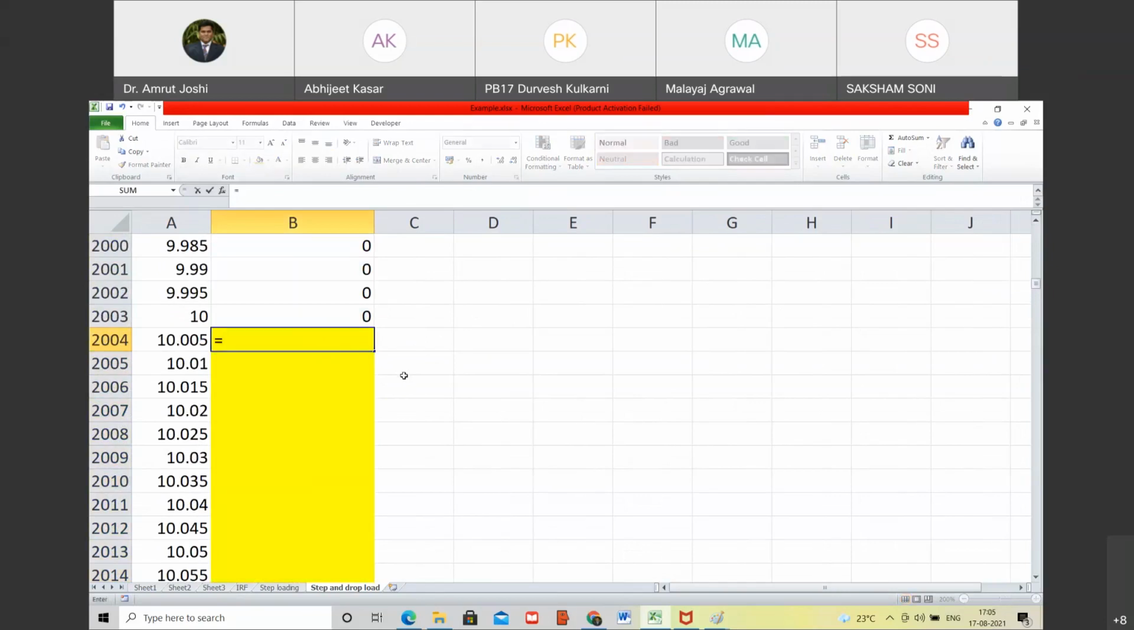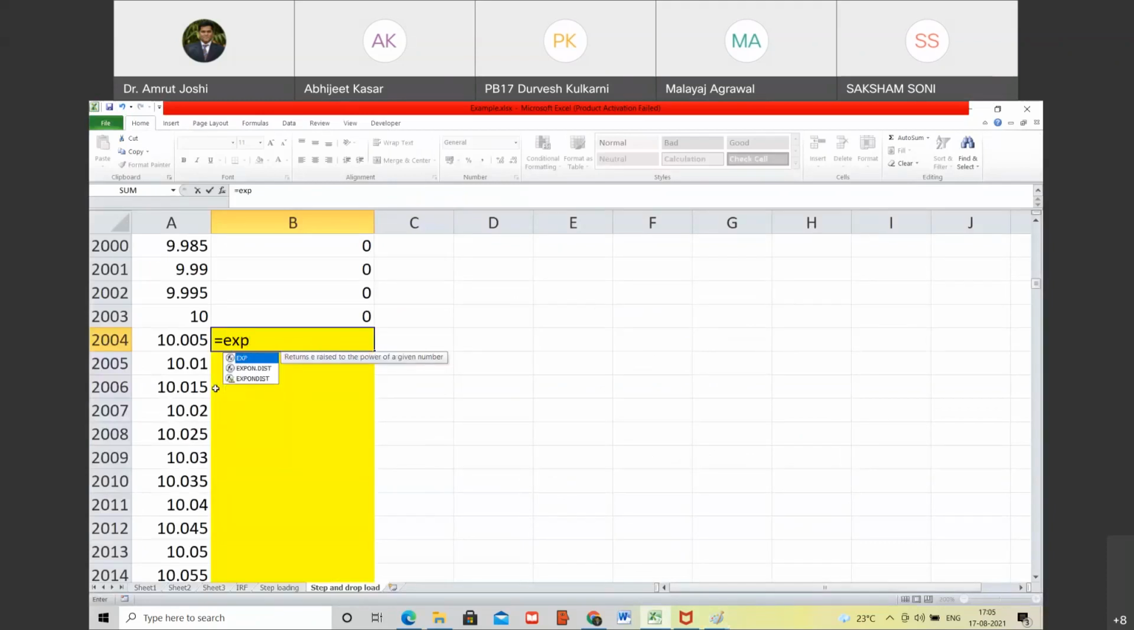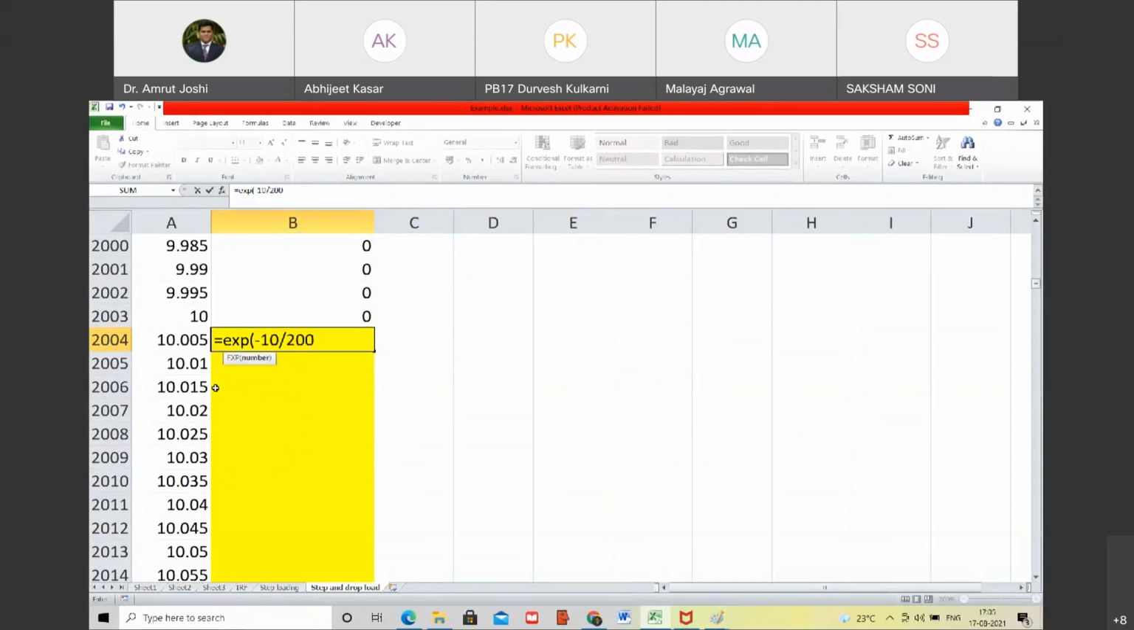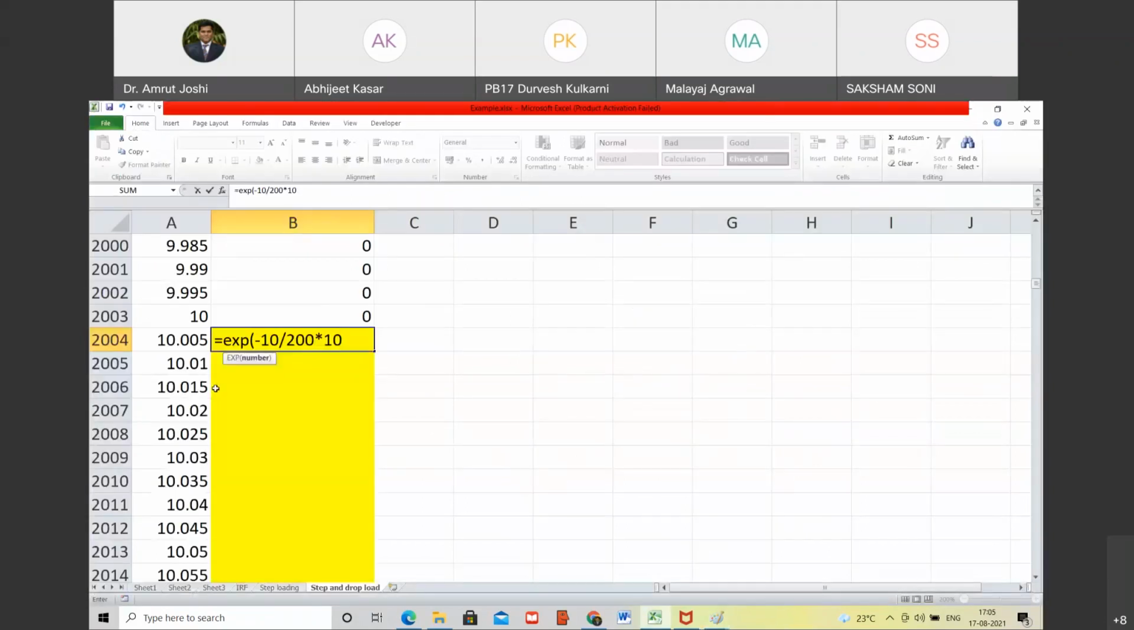And what is that equation? That equation I am now going to write. It is exponential, that is e raised to minus eta omega. What is the value of eta? Eta value is 10 divided by 200. The value of omega is 10, multiplied by t minus t1. The value of t is in column A, so A, row number A 20004, minus T1. T1 in this case is 10, so I have written it as 10.